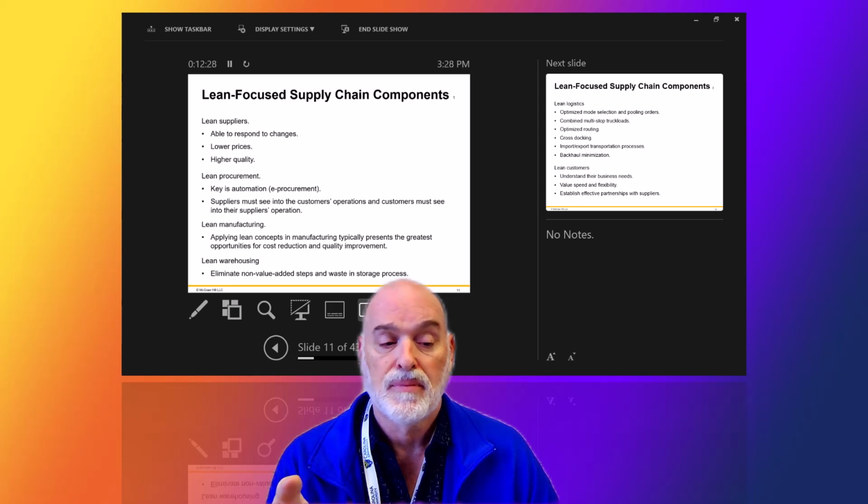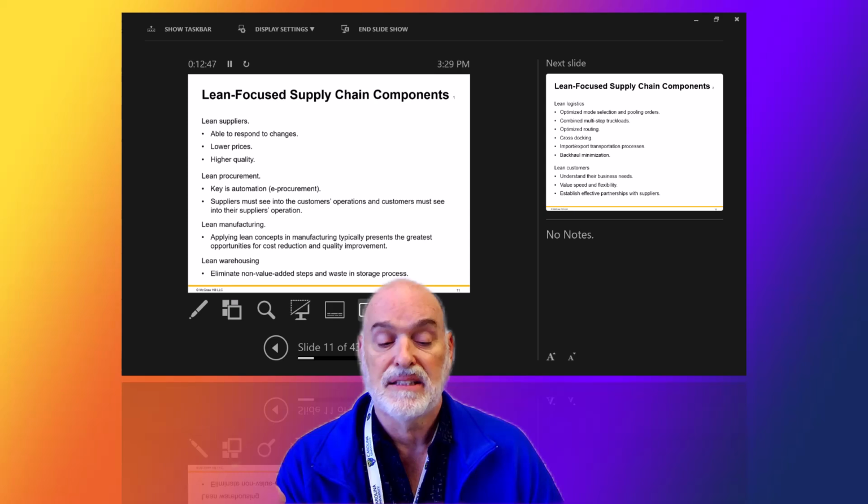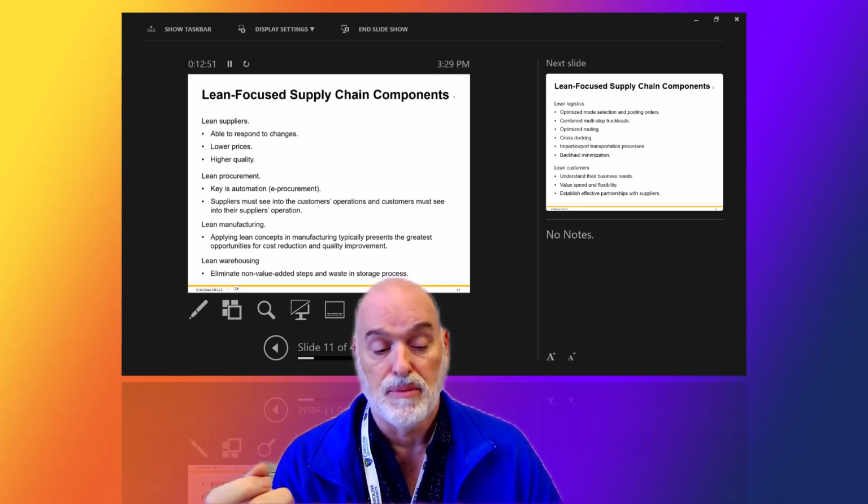Lean procurement. Key is automation or e-procurement. Suppliers must see into the customer's operation and customers must see into their supplier's operation. That's sharing of information. You're working together. Lean manufacturing. This is where you apply Lean concepts in manufacturing. Typically presents the greatest opportunities for cost reduction and quality improvement.